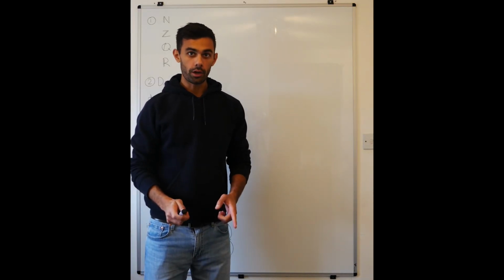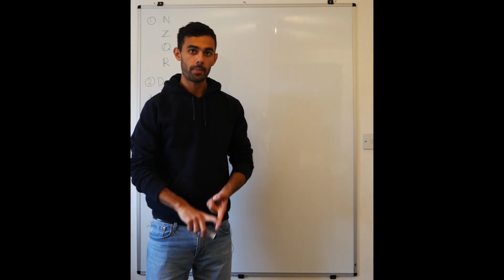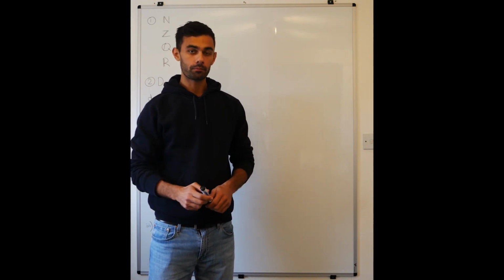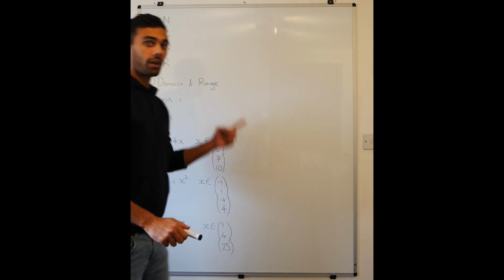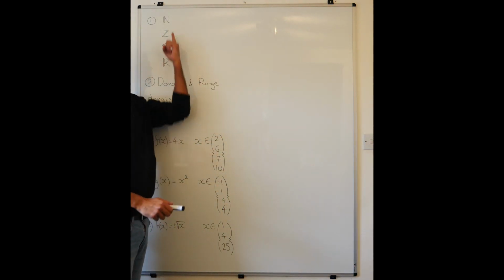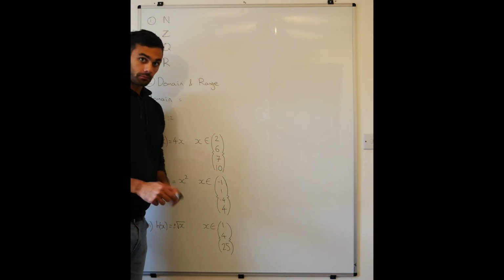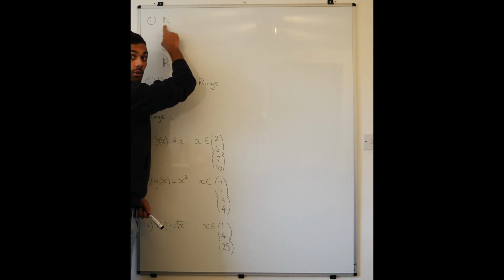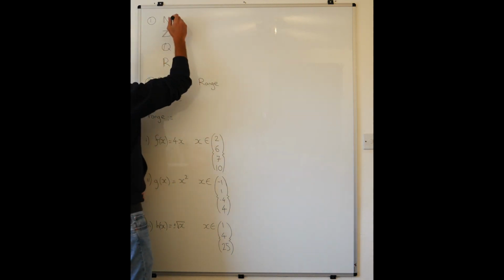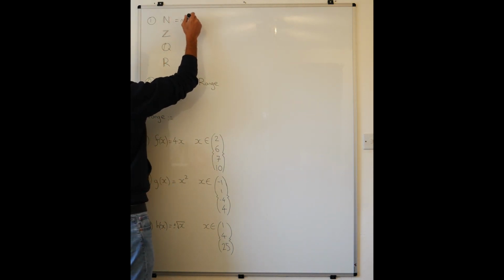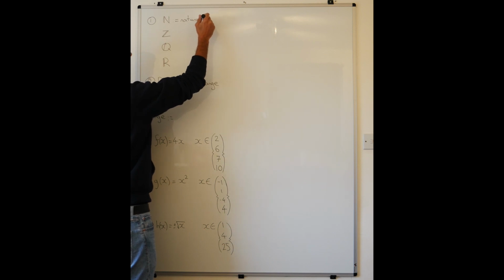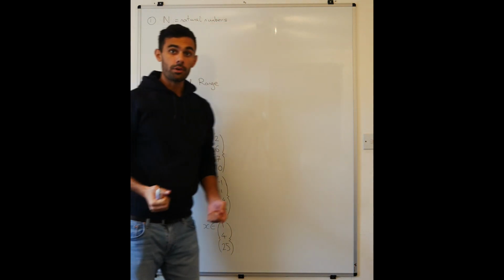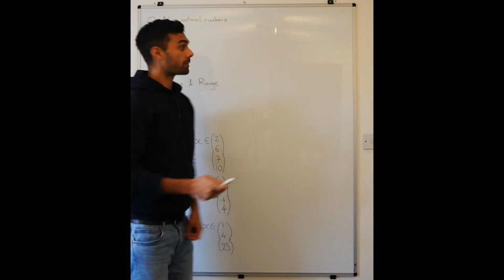In this video, we are going to look at the different types of mapping and what a domain and range is for simple types of mapping. Before we do that, we have to understand what these four sets represent. The top one, which is this strange N, called a double strike N, represents the natural numbers. And the natural numbers are simply the positive integers.